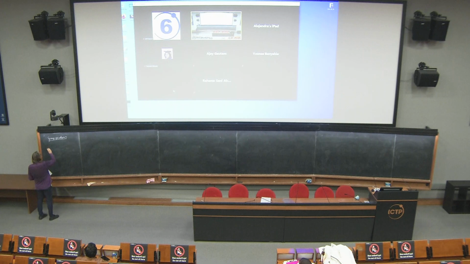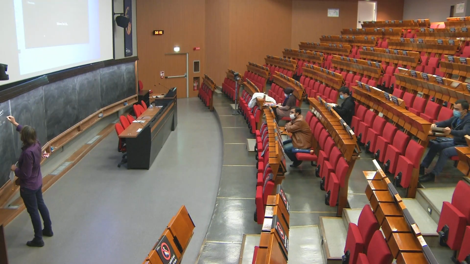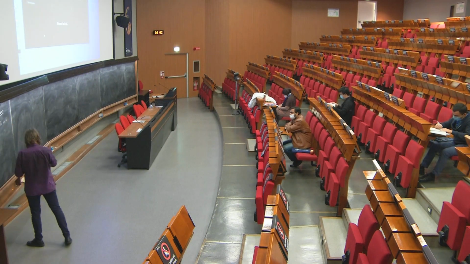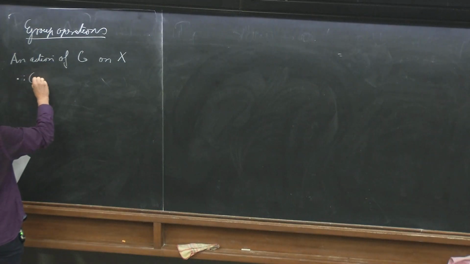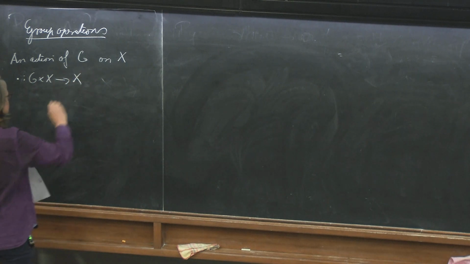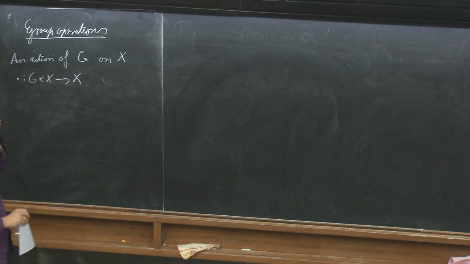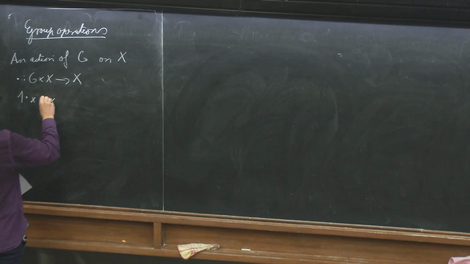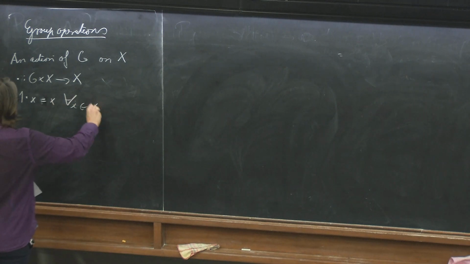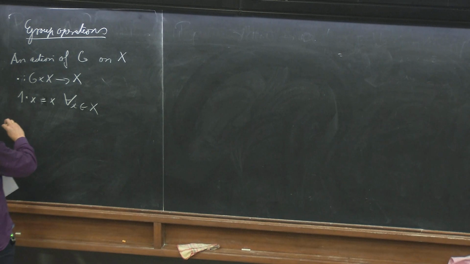So an action of a group G on a set X is a map from G times X to X, which satisfies two very simple axioms. First, the identity element of the group acts trivially, and secondly, the product acts by composition.